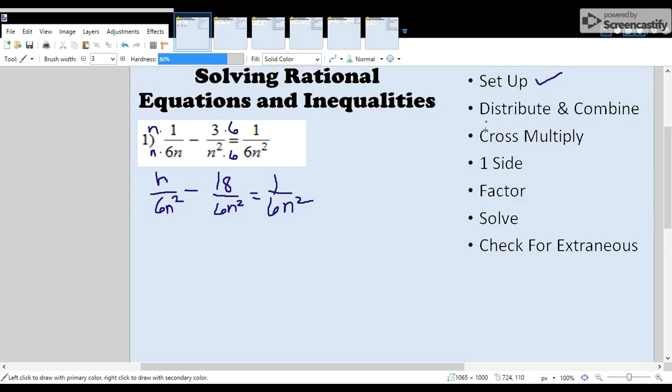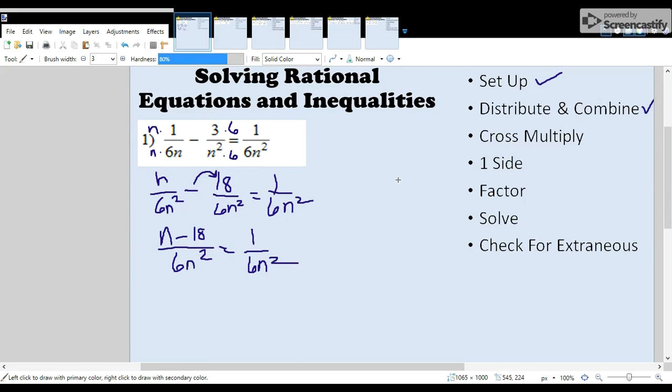Now step 2, we're going to distribute the minus sign and combine like terms. So when we distribute the negative sign, it just turns into a negative 18. So at the top we have n minus 18, and then at the bottom in the denominator we're going to have 6n squared. And then that equals 1 over 6n squared. So now we finish step 2.